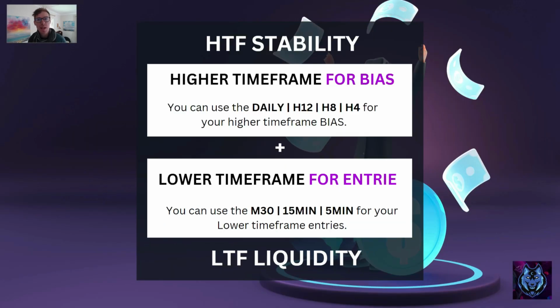And to sum this all up, the higher time frame for buyers, we use the daily, 12-hour, 8-hour, 4-hour. For the higher time frame, the monthly, the weekly. And this is your higher time frame stability. This is what moves and drives the market. Then down here, we've got the lower time frame for our entries. We use the M30, M15, M5 minute for these precise entry points. This is the lower time frame liquidity.